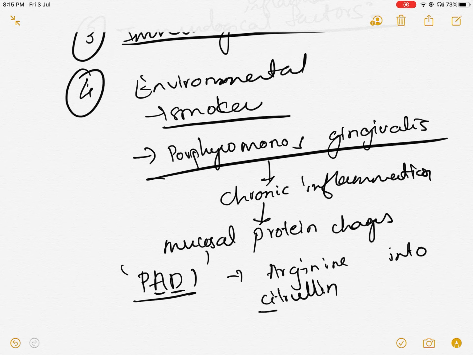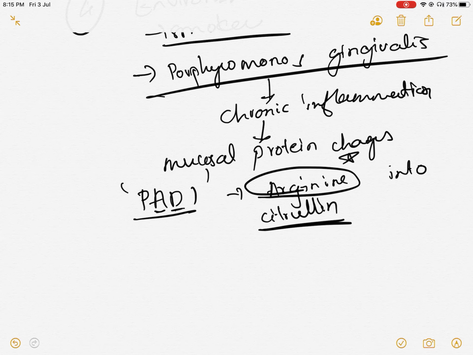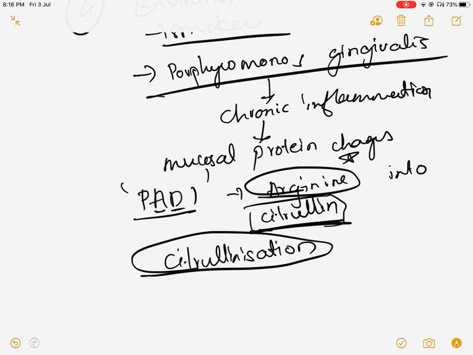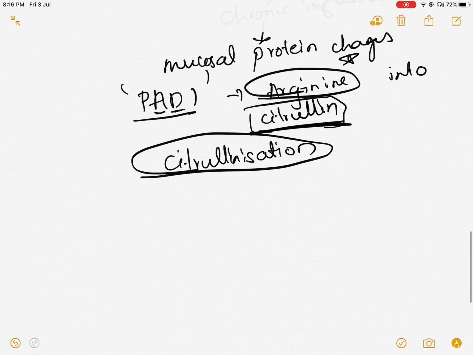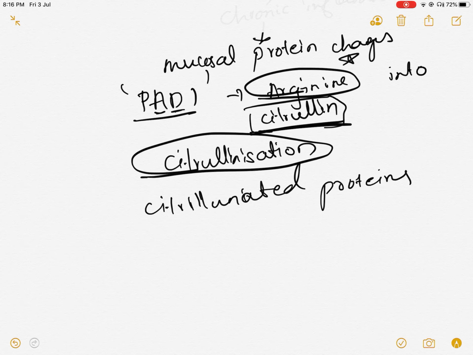Now arginine is a normal amino acid in our body, so it is not recognized by the antigen presenting cell as foreign, but this citrulline is a foreign amino acid. It is due to deamination of arginine causing citrulline. This process is called citrullination. Whenever citrullination occurs, it produces citrullinated protein. Citrullinated proteins are proteins which contain citrulline amino acids. So citrullinated proteins are recognized as foreign proteins. Okay.